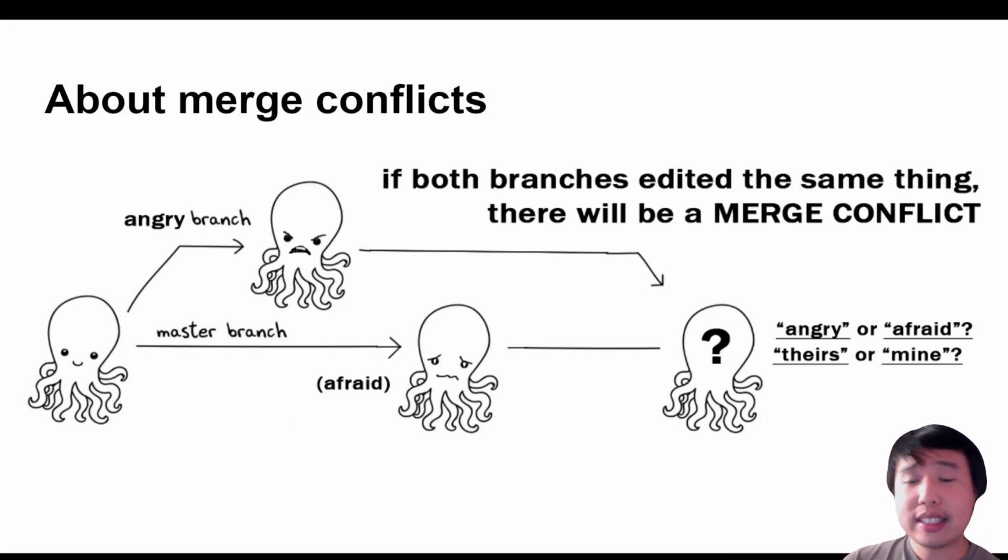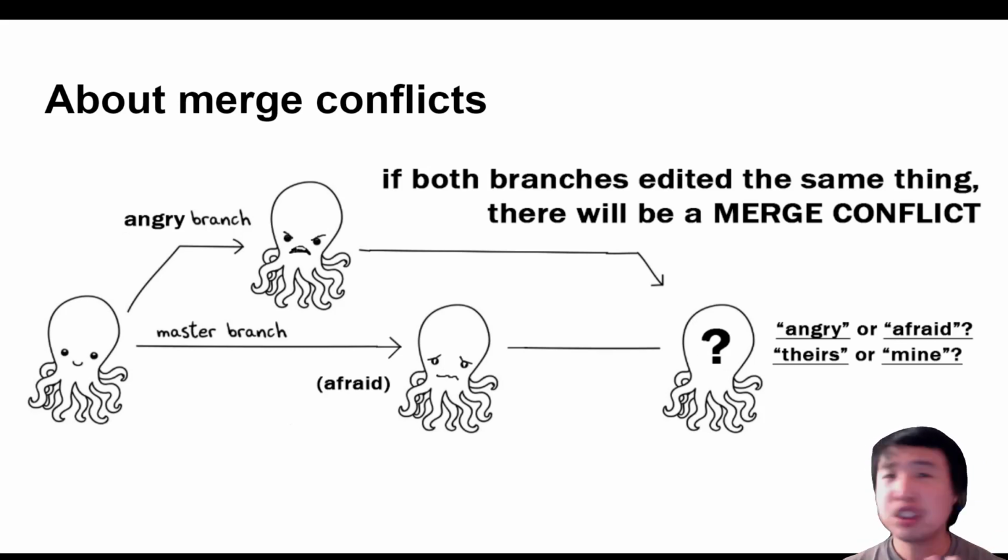So if you look at this diagram here, you can see both on the master branch and the angry branch, both those branches change the face of the octopus. This isn't a case of the octopus hat or the octopus glasses. They're editing the same thing. So now we don't know which face to use. Are we using the angry face or the afraid face? Are we using the angry branch or the one that's on master branch? This is a merge conflict.